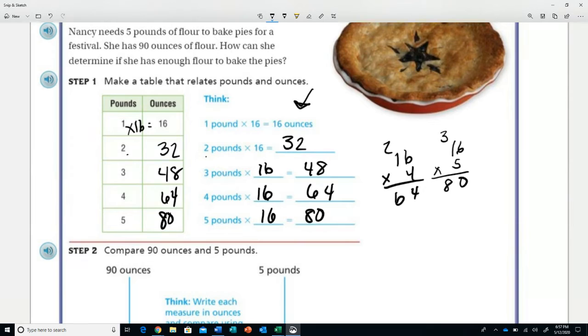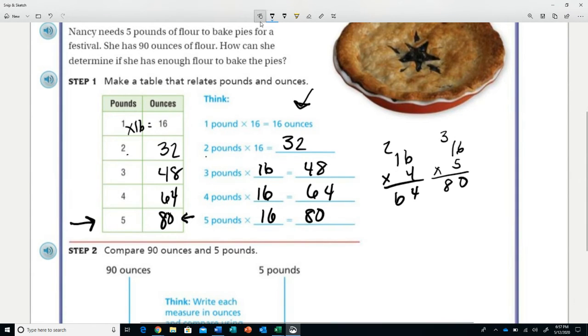So it says she has 90 ounces of flour. So if she has 90 ounces of flour, and we found out that 5 pounds equals 80 ounces, well then she does have enough because she has more than what she needs. I had to think about it for a second.